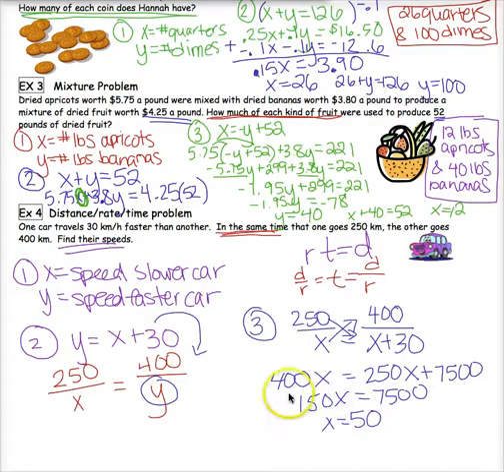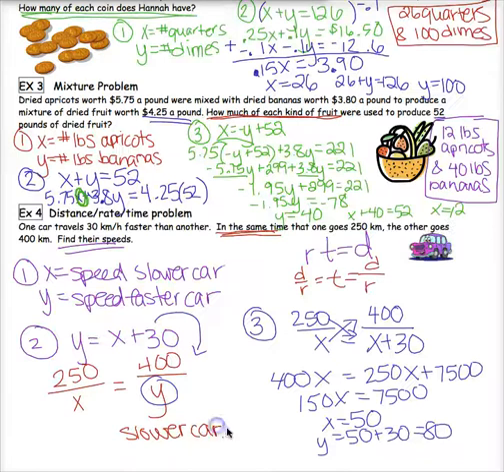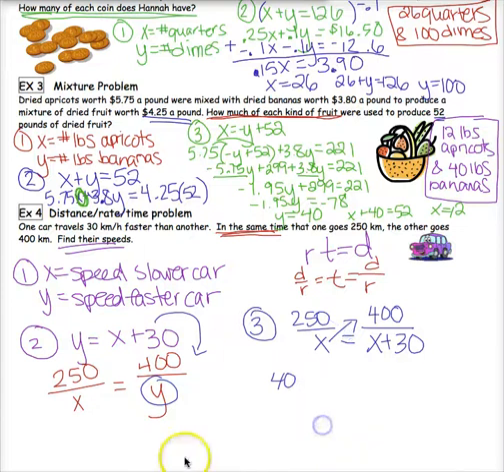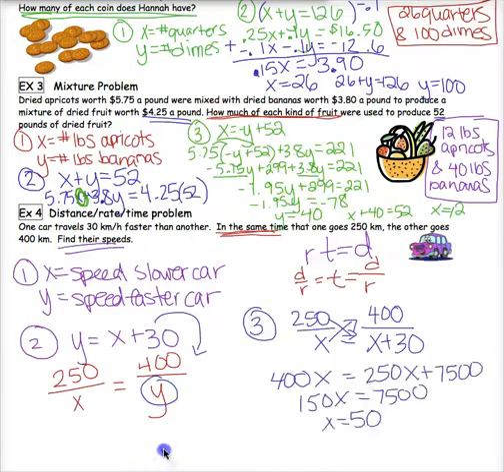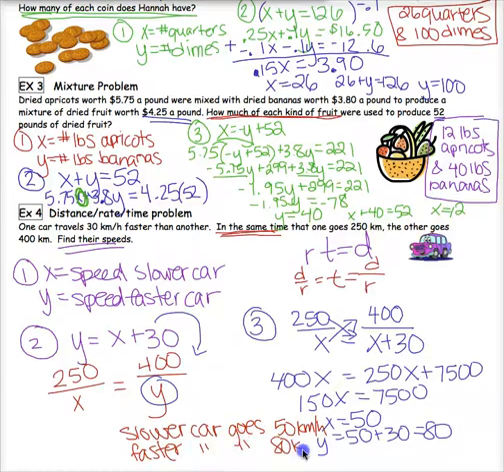Once you have that, plug it in. Y equals 50 plus 30, which is 80. So find their speeds. Slower car goes 50 kilometers per hour, and the faster car goes 80 kilometers per hour. And that is it.